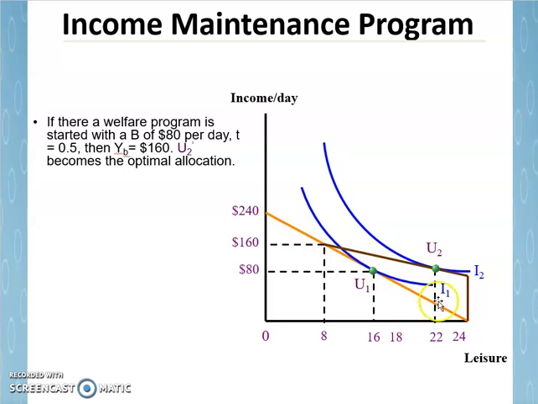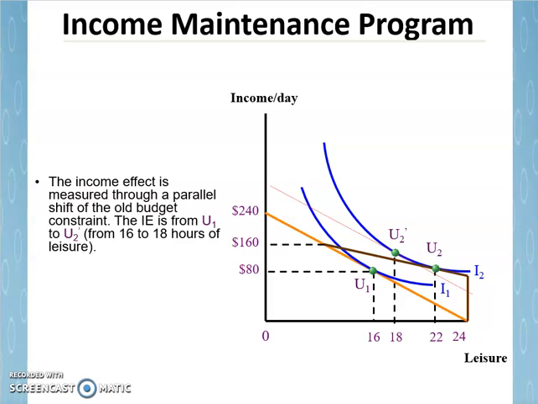The original one was here, the yellow line, and this was the optimal allocation. The new one is the yellow line up to here, and then it goes to the brown line all the way to here. The new optimal allocation is the highest indifference curve, just tangent to the new budget constraint. This person will choose 22 hours of leisure as a result of this income maintenance program.